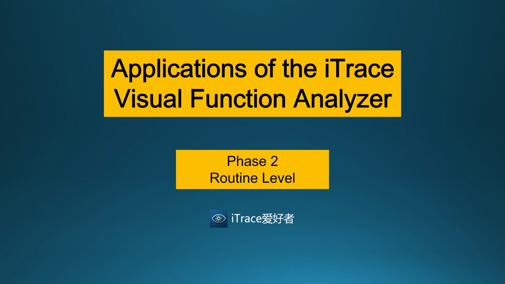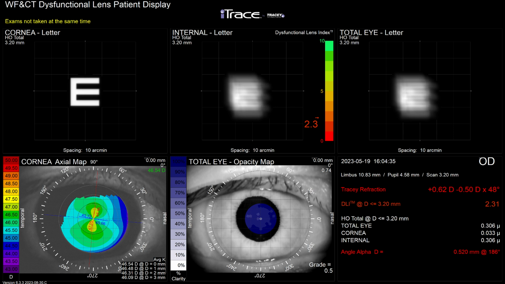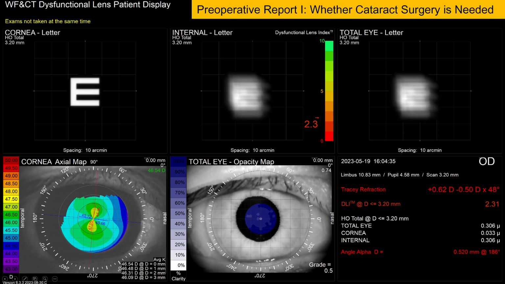Application of the iTrace Visual Function Analyzer, Phase 2, Routine Level. For preoperative assessment, we only need to review two reports. The first preoperative report, Report 1, is used to determine whether cataract surgery is needed.